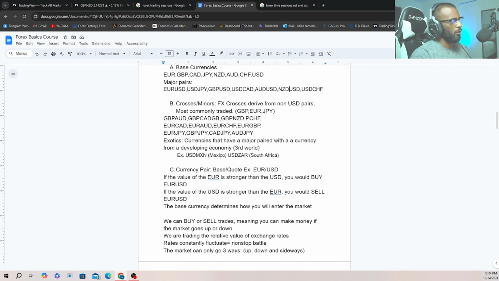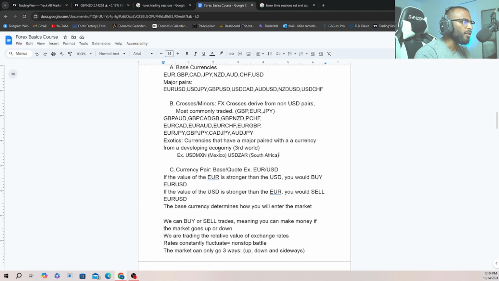For example, we have the US dollar and the Mexican peso. You have the US dollar against the ZAR, which is the South African currency. So on and so forth, right?